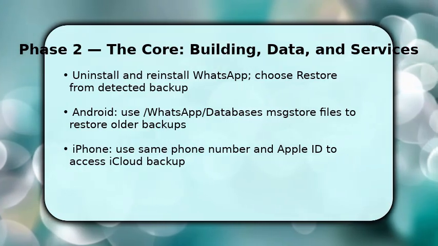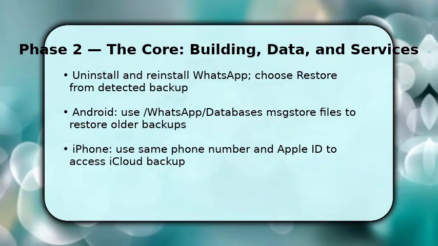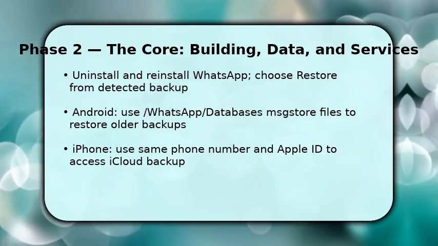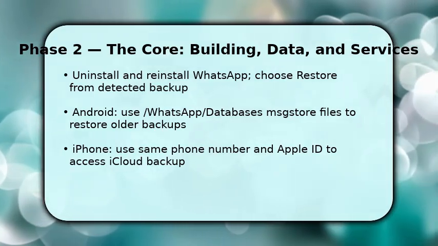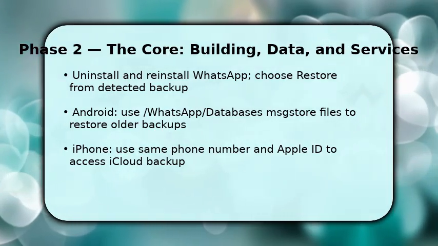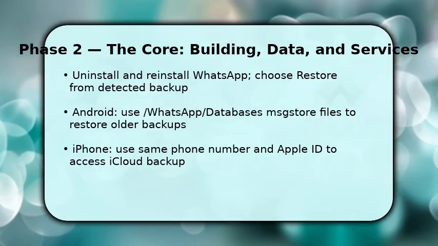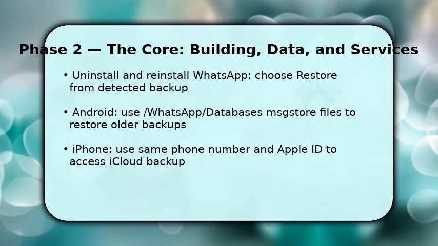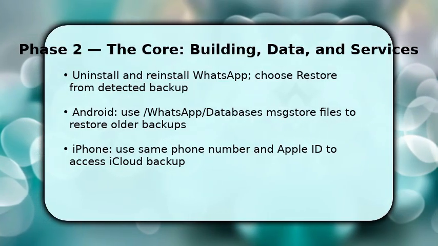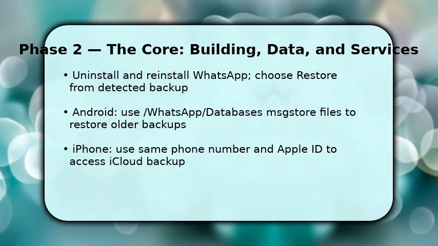For Android, you can also use local files in /WhatsApp/databases. Rename an older msgstore.db.crypt file to force a specific restore. For iPhone, make sure you're on the same phone number and Apple ID tied to the iCloud backup. Once the restore completes, WhatsApp will repopulate chat.